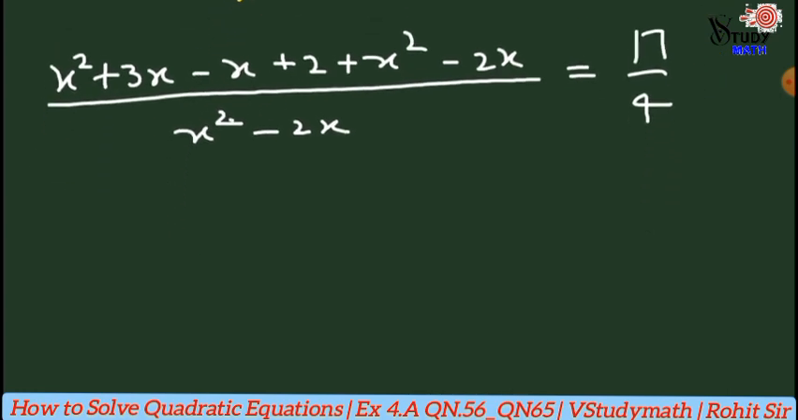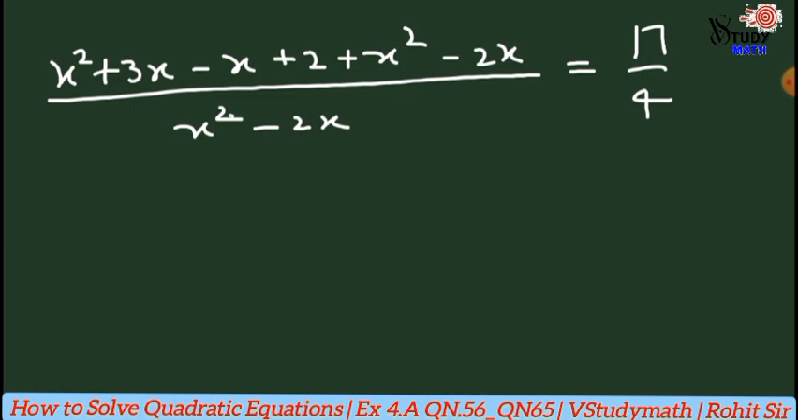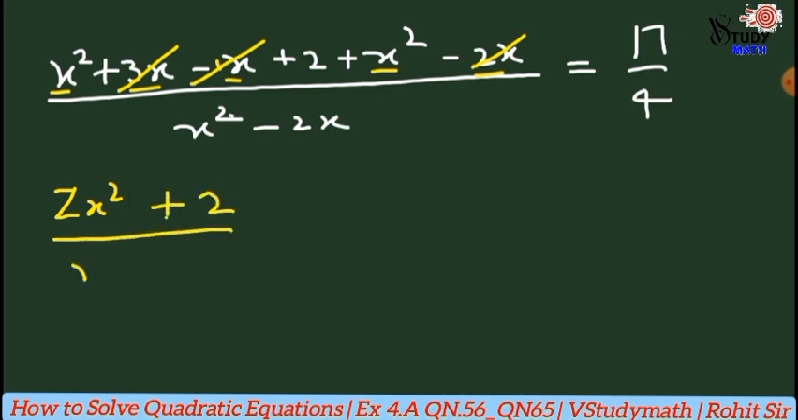Next step is here. Add the like terms and subtract the like terms. So x square and x square are like terms and both are positive, so we have 2x square. Then 3x, minus x and minus 2x is equal to negative 3x... So they are going to cancel each other and we have positive 2. Now 2x square plus 2 upon x square minus 2x is equal to 17 by 4.